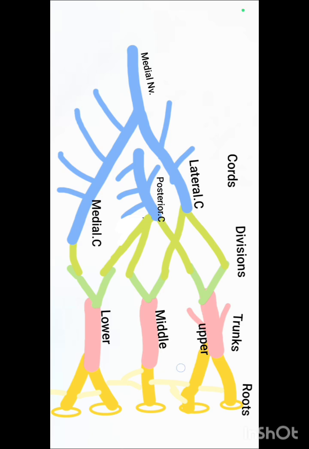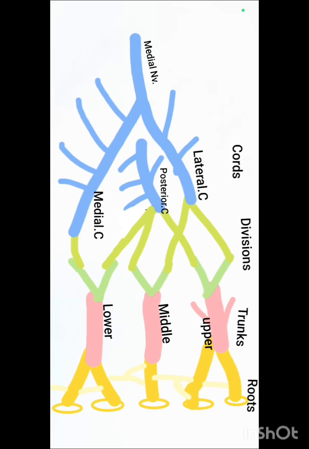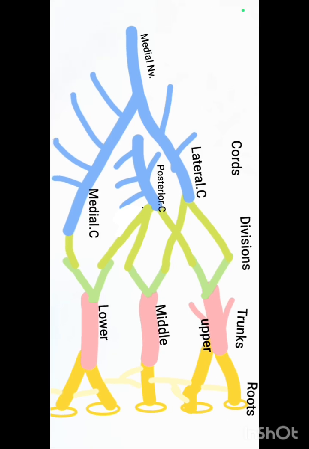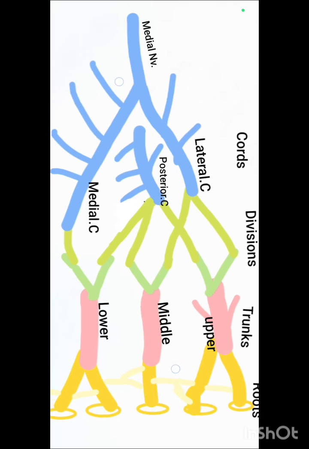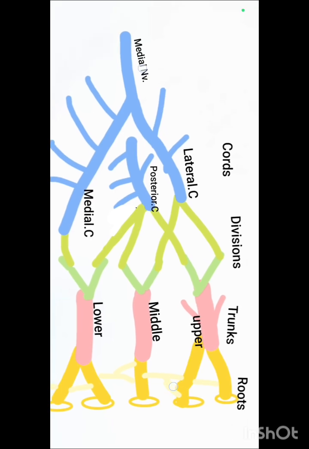And these cords also give rise to several branches. The branches are all given by roots, trunks, and cords. And before that, all the roots are united by the long thoracic nerve, innervated by the long thoracic nerve. Coming to the branches of the roots, the first branch is the nerve to serratus anterior, and then the nerve to rhomboids, and then branches to longus colli and scalene muscles, and also a branch to the phrenic nerve. That's all about the branches of the roots.